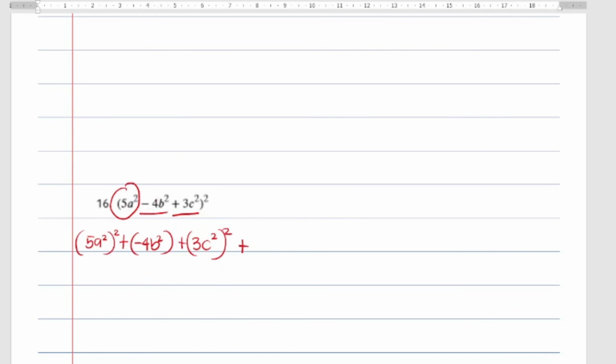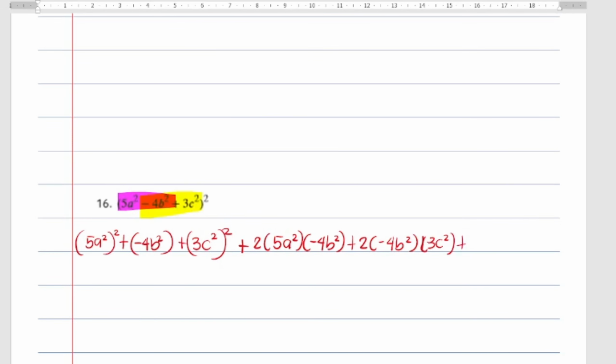So, the first pairing that I will have are these two. Okay? So that would be 2 times 5a squared times negative 4b squared. Plus, the next pairing I like would be the next one, this. So that becomes 2 times negative 4b squared times 3c squared.